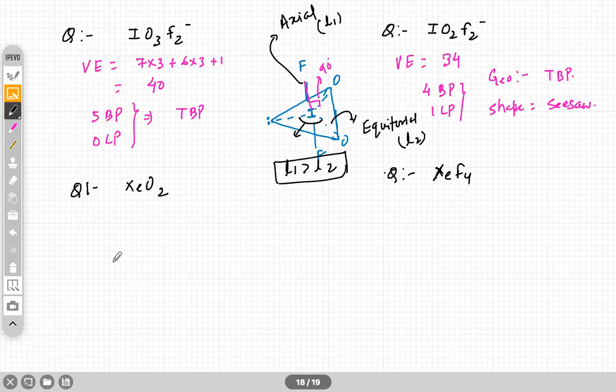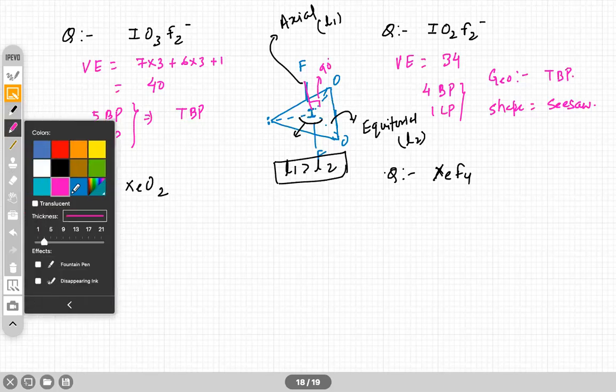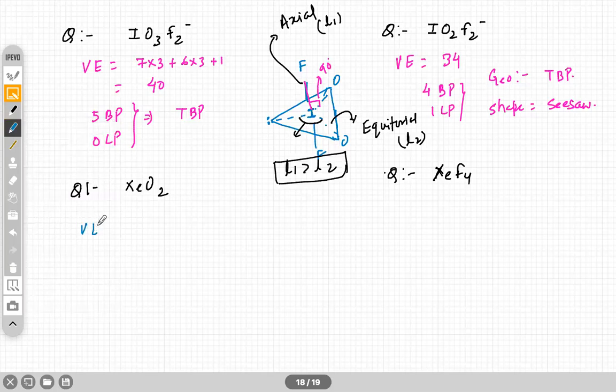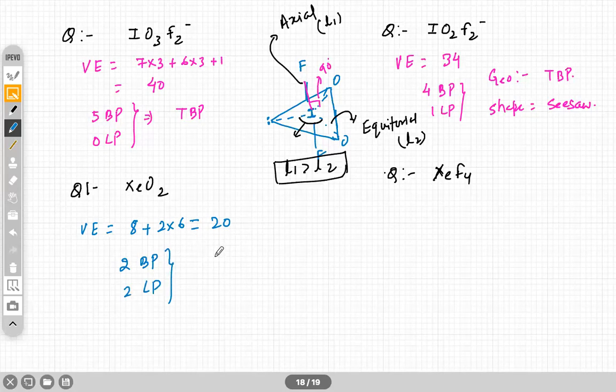Okay, XeO2, the number of valence electron you see for XeO2, 8 plus 2 into 6, that is 20. Right, so we have 2 bond pair and 2 lone pair. Right, so it is, geometry is tetrahedral. Shape is what? Is V shape. We also call it as bent shape, or we also call it as angular. All three are same thing.